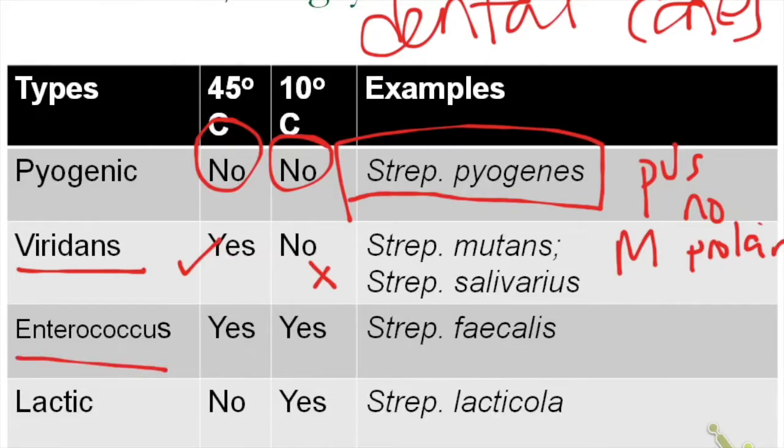Enterococcus group obviously is isolated from the gastrointestinal tract. So they can grow both at 45 and 10 degrees. Streptococcus faecalis is an example. Lactic group. These are the lactic acid producing Streptococci. So they can grow at 10 but not at 45 degrees. So representative organisms would be Streptococcus lactis.